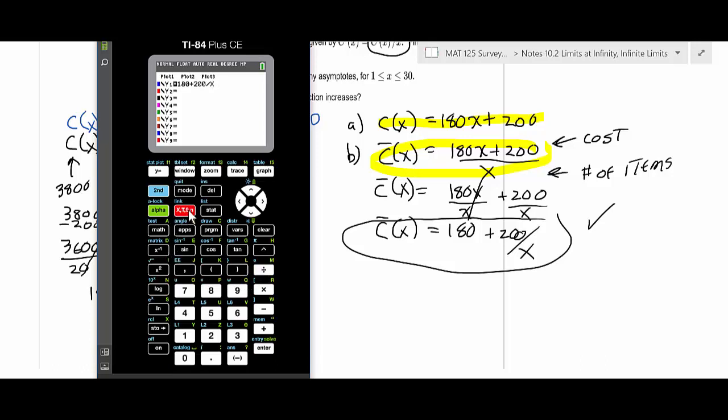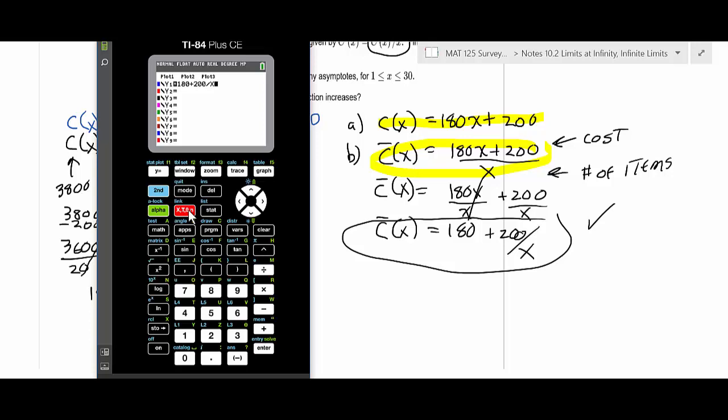Does the 200 over x need parentheses, or does that matter? No, it doesn't have to be, and the reason is because 200 is just one thing and x is one thing. If you had x plus 1, then you would have to have that in parentheses. So if you just have one number and one number in the denominator, you don't have to worry about it.